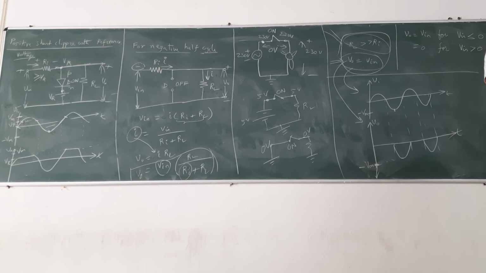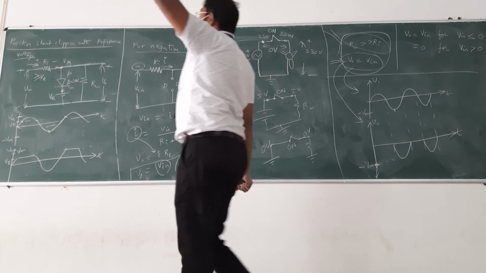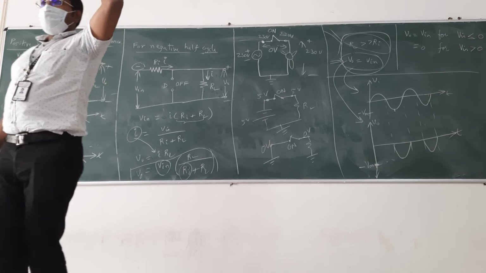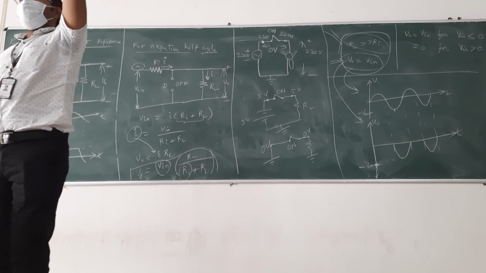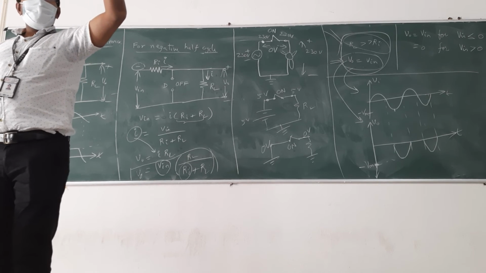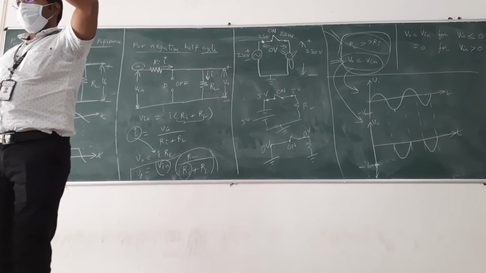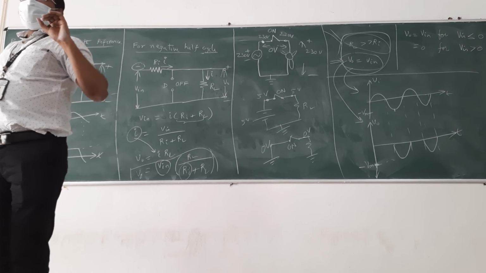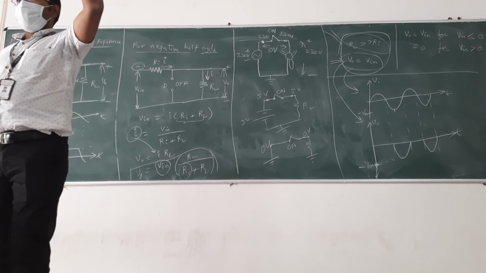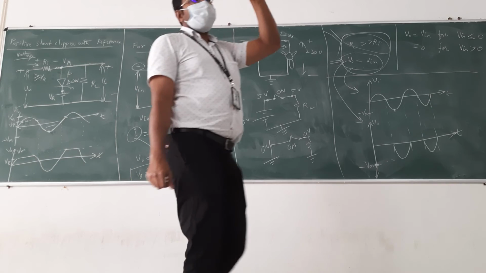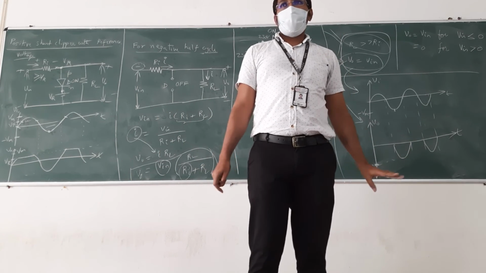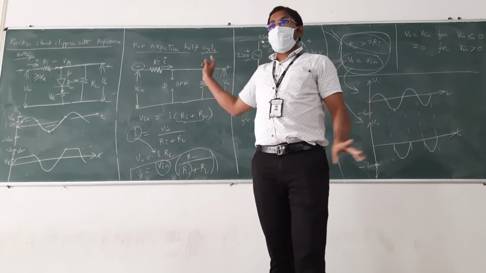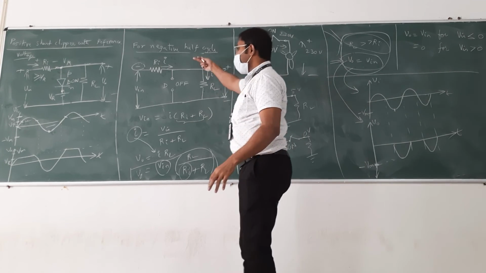Clear? I have explained to you 6 circuits. What are the 6 circuits? Positive series clipper. Positive series clipper with reference voltage. Negative series clipper. Negative series clipper with reference voltage. Positive shunt clipper, the 5th one. And the 6th one, positive shunt clipper with reference voltage. Next we will go for the transfer function for this.